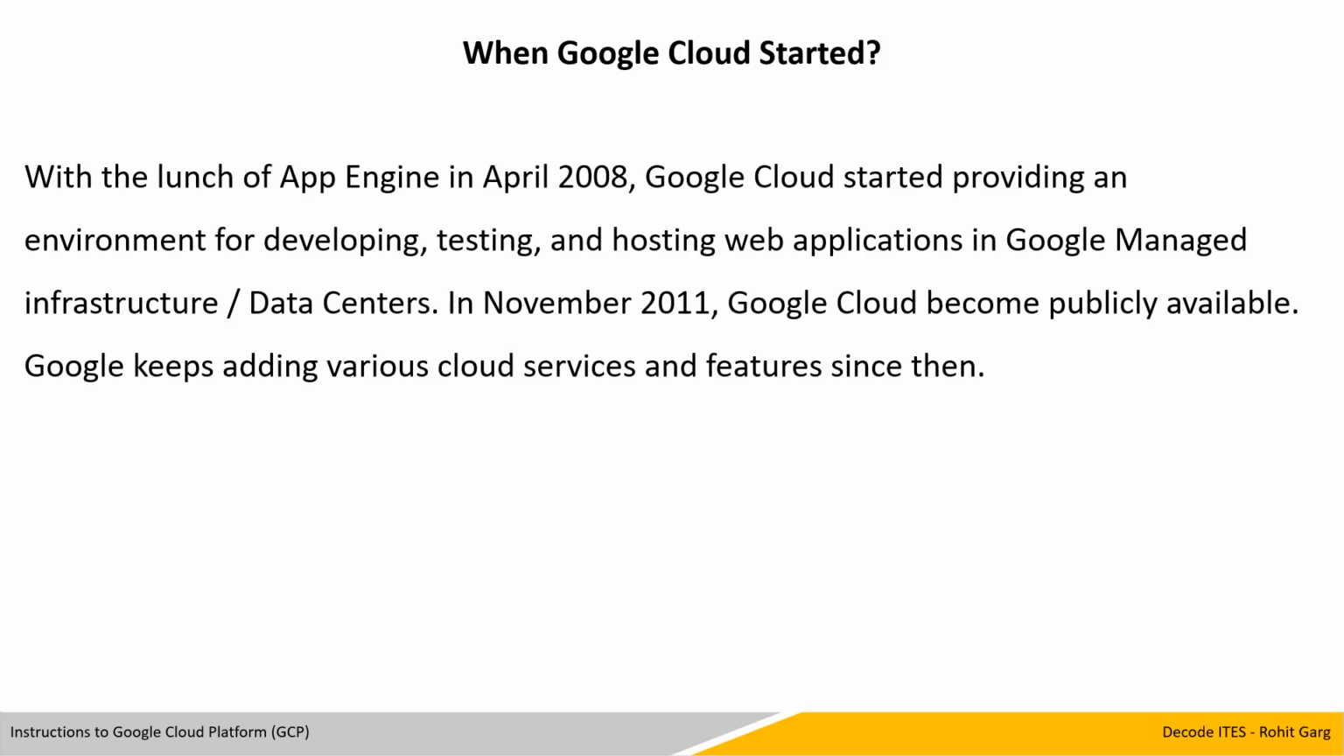When did Google Cloud start? With the launch of App Engine in April 2008, Google Cloud started providing an environment for developing, testing, and hosting web applications in Google managed infrastructure. In April 2011, Google Cloud became publicly available. Google has kept adding various cloud services and features since then.